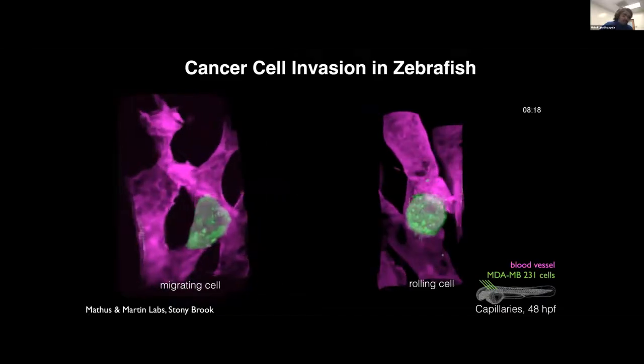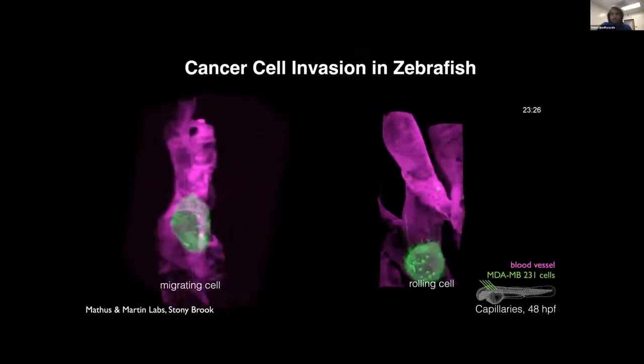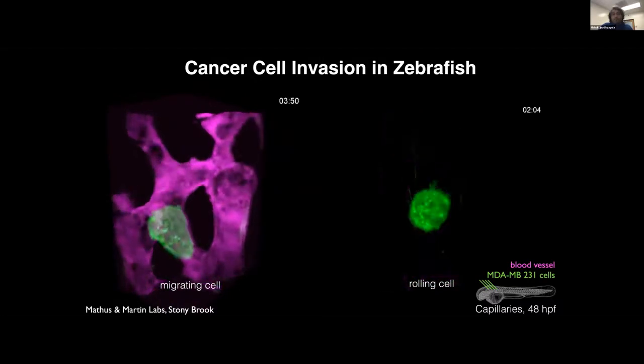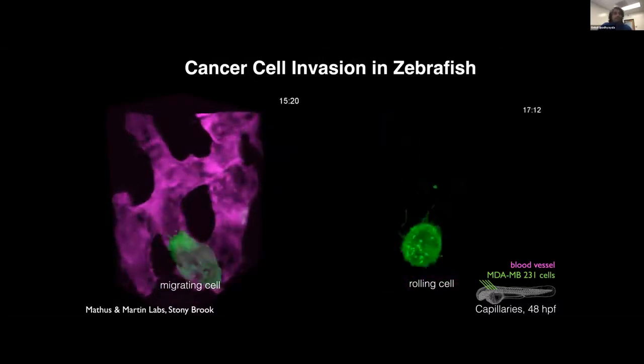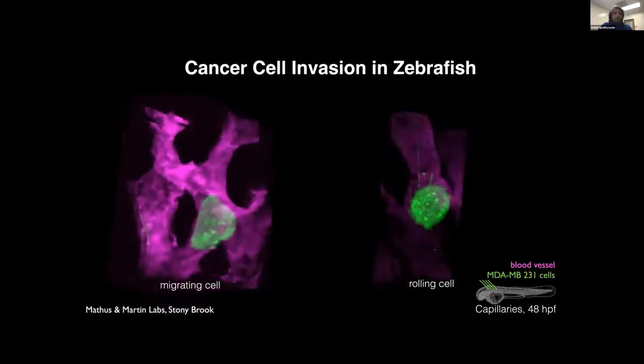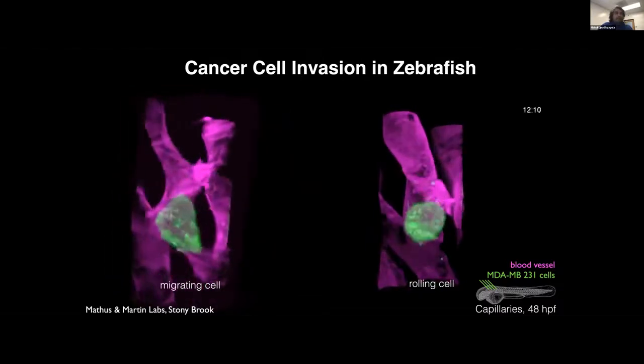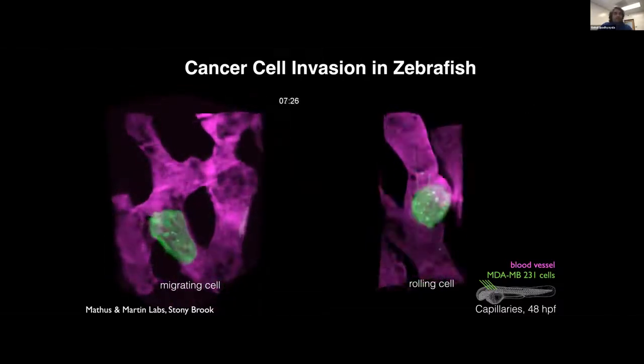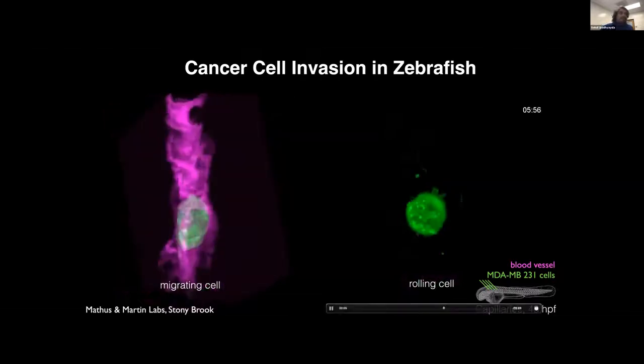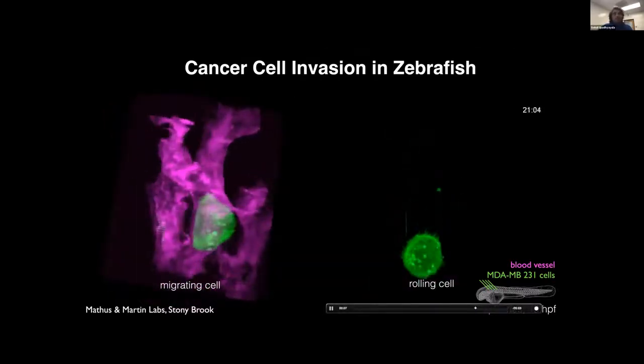In another example, I'm going to show you a couple of examples of cell motility in zebrafish. So what we've done is we've generated this xenograft model where we're able to inject human breast cancer cells into this zebrafish. So these breast cancer cells are in green over here. And the vasculature of the zebrafish is labeled in magenta, so the endothelial cells. And we see different examples of cell migration.